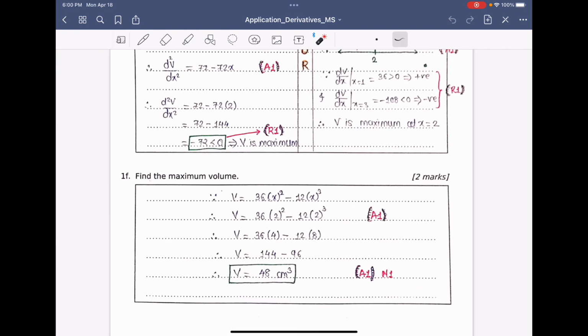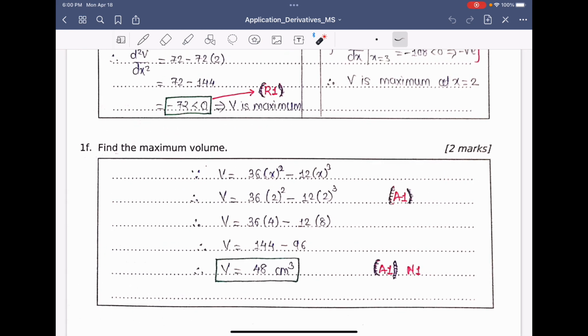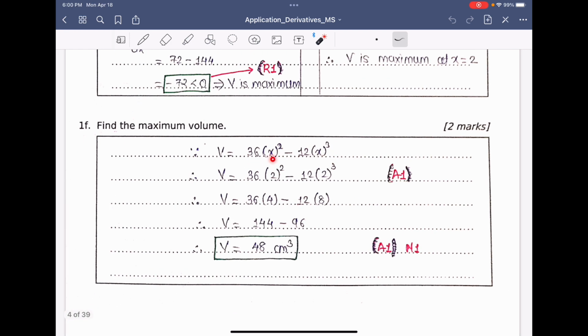Last part, find the maximum value. So for the maximum volume, we have to use the actual volume equation, which is 36x square minus 12x cube, which we found in the second part. We got x equal to 2, so substitute x equal to 2. So 36 times 2 square minus 12 times 2 cube. 36 times 4 minus 12 into 8. 144 minus 96 is 48.